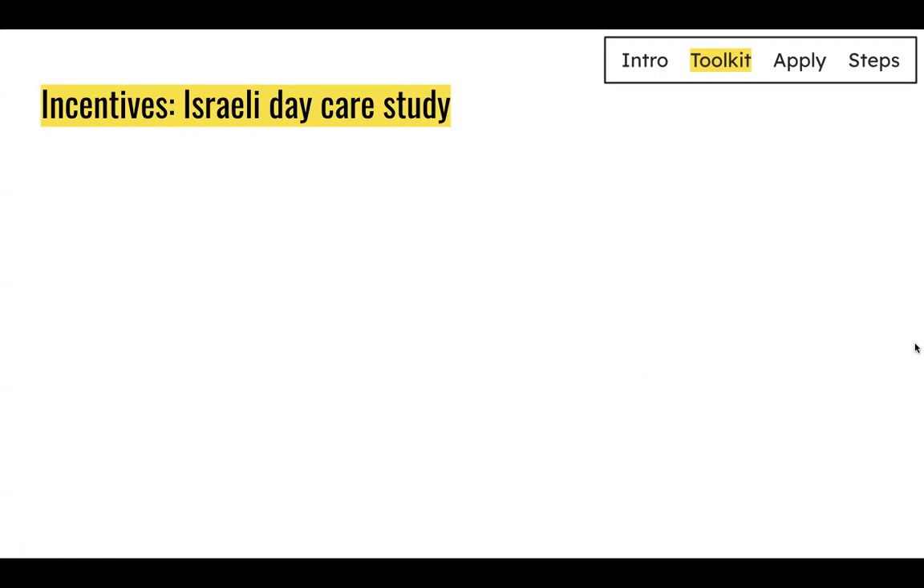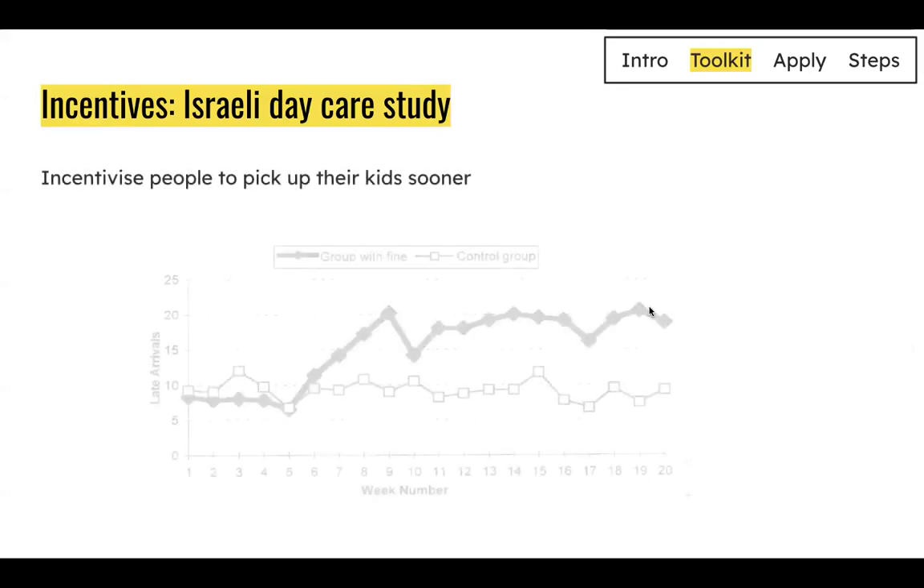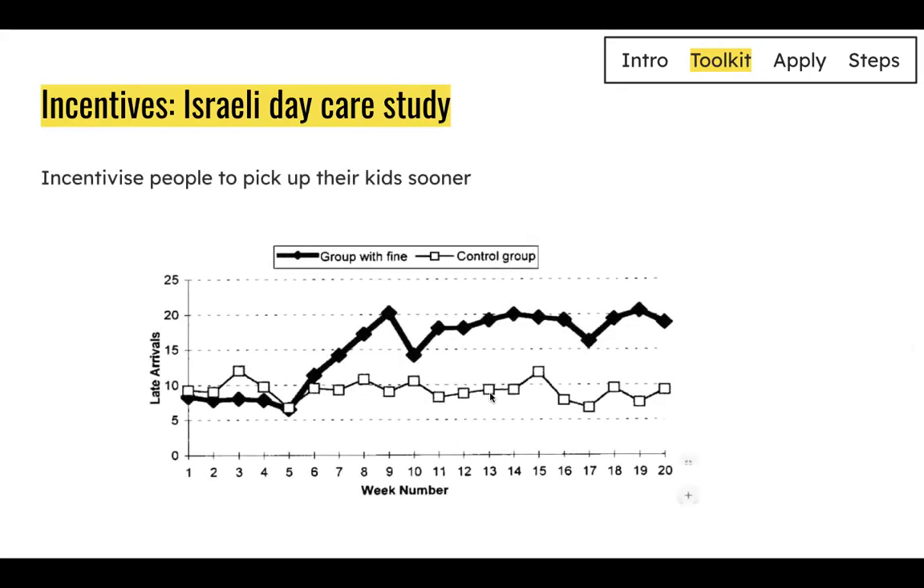They assumed that, if you put a fine, people are going to come faster, right? But what actually happened was this. So this is the control group where there is no fine. And this is the group with the fine. And this is how late they are. So the group with the fine consistently came very, very late. Can you imagine what happened?